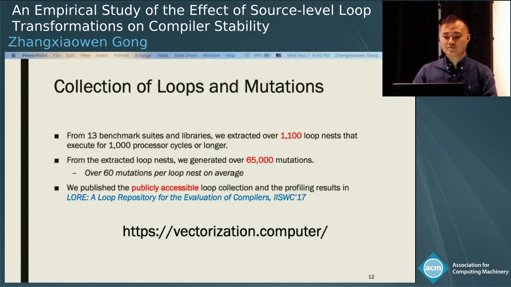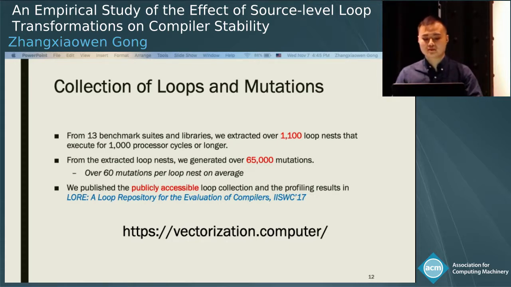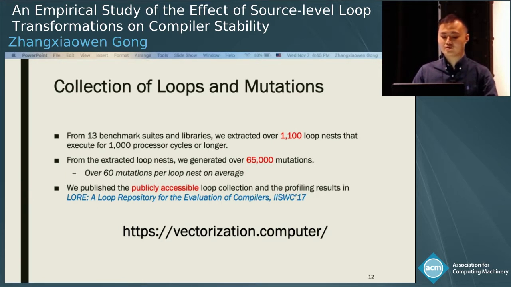With these two steps, we were able to extract over 1,100 loop nests that execute for over 1,000 processor cycles from 13 benchmark suites and several libraries. And from these extracted loop nests, we were able to generate over 65,000 mutations, which means that on average, there are over 60 mutations generated for each loop nest.